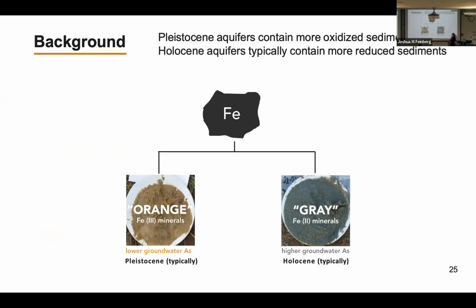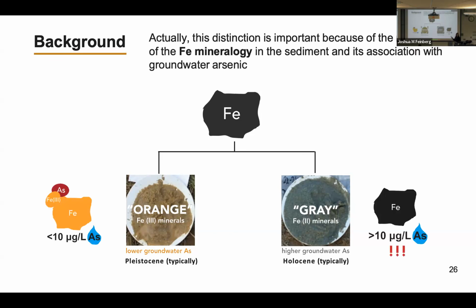So for example, if you drill into a typical Pleistocene aquifer in Southeast Asia, you might find these orange sands, which are typically indicative of your iron(III) minerals. Meanwhile, if you drill a well into a Holocene aquifer, you might find these gray sands, which are more typical of iron(II) minerals. And this distinction is not so important because of the sediment age, but actually because of the redox state of the iron mineralogy in the sediment, and then its association with groundwater arsenic.